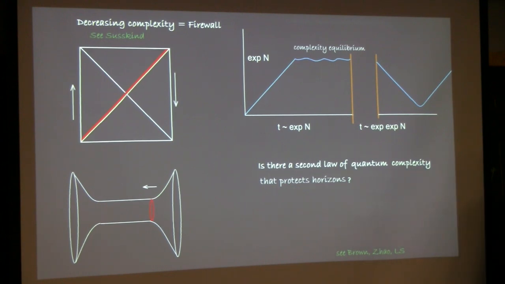So now the question comes, is there anything in the laws of complexity which protects against this? A second law of complexity would protect against it. A second law meaning that complexity tends to increase.